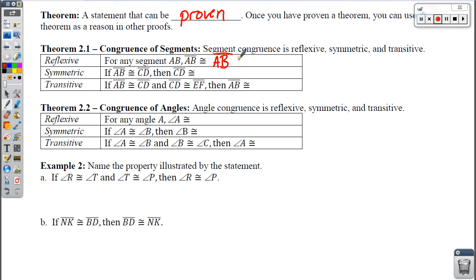We can do the same thing if we look at theorem 2.2. We can do the same thing for angles. So we can say angle A is the same as angle A. This is basically just like saying 5 is equal to 5. Something is the same as itself.